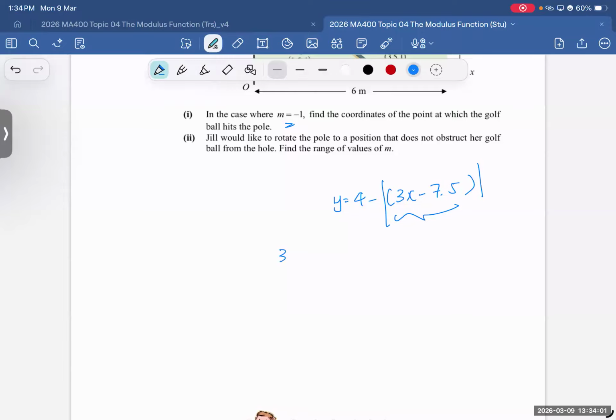If I talk about the modulus of 3x minus 7.5, it could either be 3x minus 7.5 or 7.5 minus 3x. This is when x is more than 2.5. This is when x is less than 2.5.